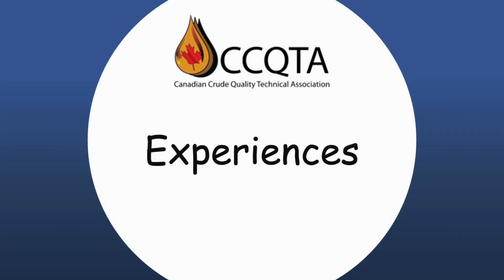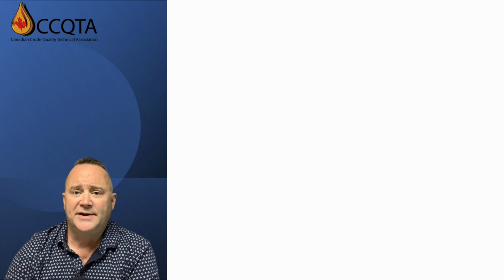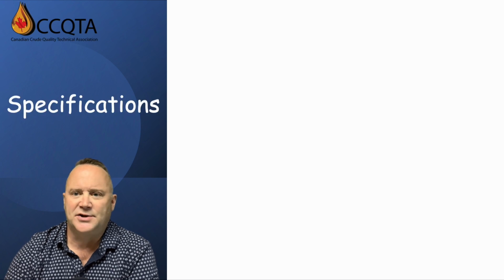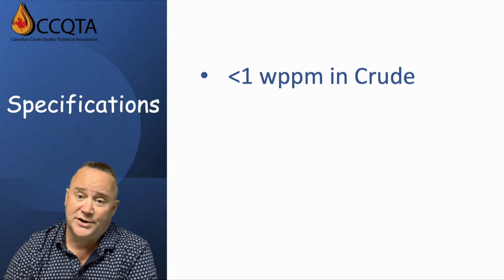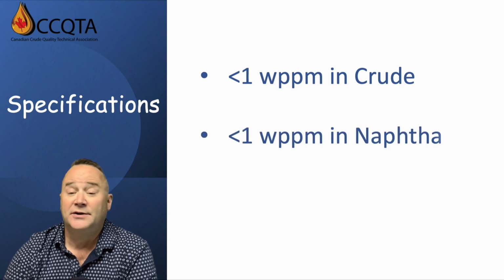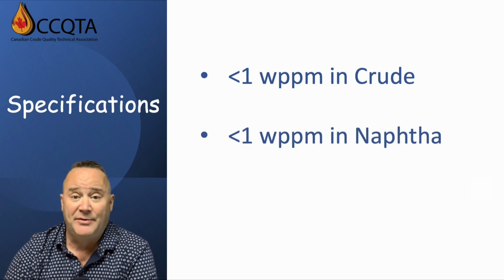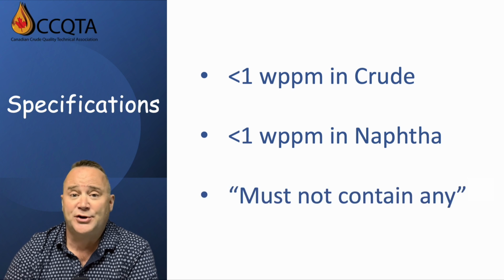Now let's look at some of the experiences reported in the industry. Because organic chlorides are so problematic for refiners and shippers, pipelines have instituted product quality specifications. These range from less than 1 ppm in the crude, which is also the method detection limit, to less than 1 weight ppm in the naphtha fraction, and then to the most stringent of must not contain any.